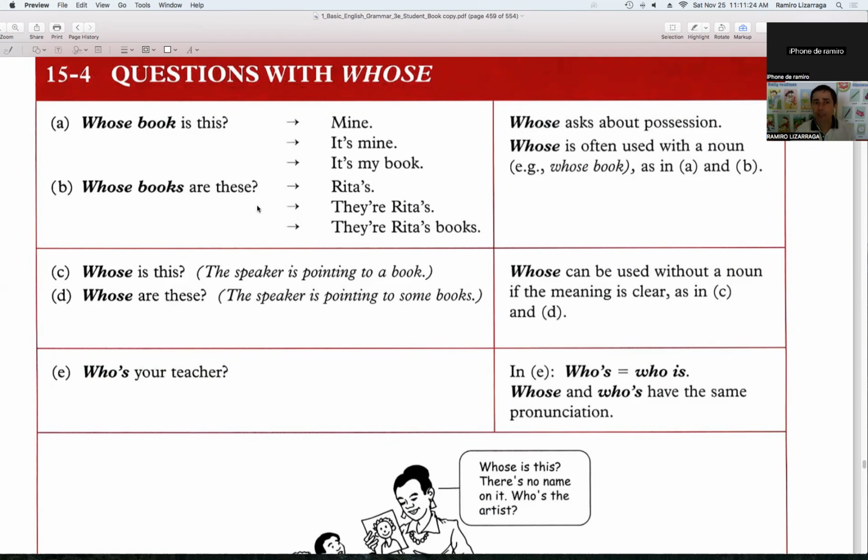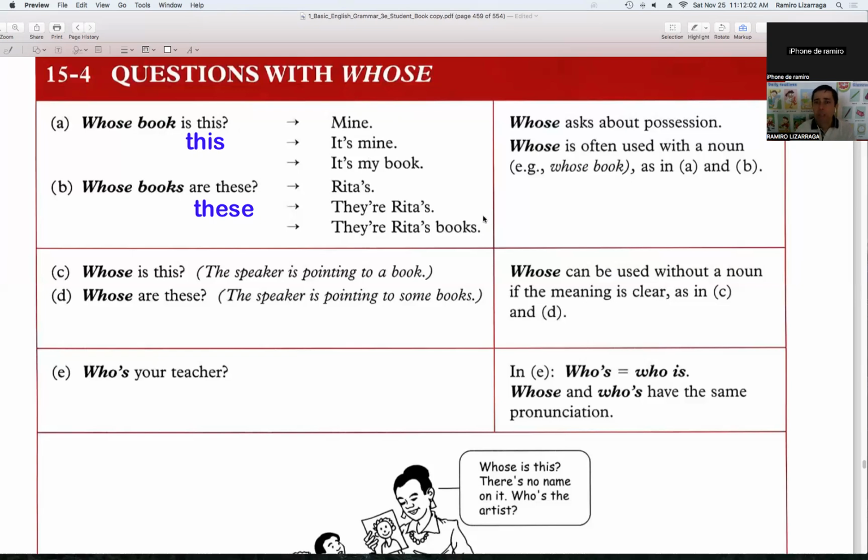Whose books are these? Look, we can use this. This is singular. These is plural. Okay, take a look at that. You have to pay attention to words which are singular, this, and this word, these, it's plural. Look at the difference in the pronunciation. This, these. Okay. You can answer like, mine, it's my book. They are Rita's books, they are Adrian's books.